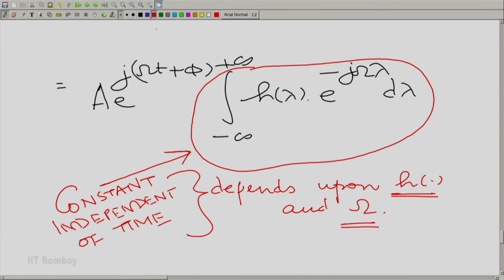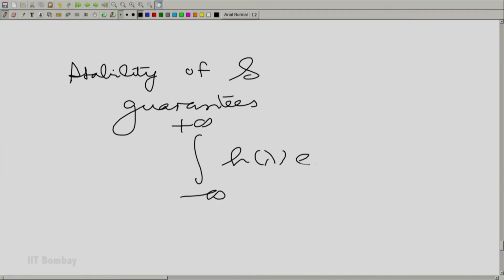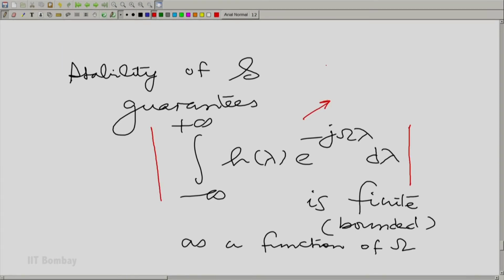Now, because the system is stable, the stability of S guarantees that this quantity, the integral from minus to plus infinity of h(lambda) e raised to the power minus j omega lambda, is finite, bounded, if you might call it that, bounded as a function of omega. Well, that is very easy to see. If I take its magnitude, the magnitude is less than or equal to the integral of the magnitude of the integrand.